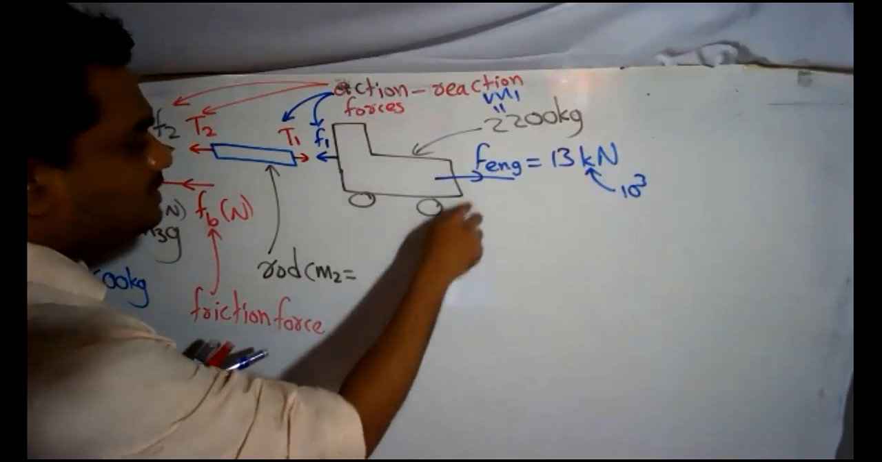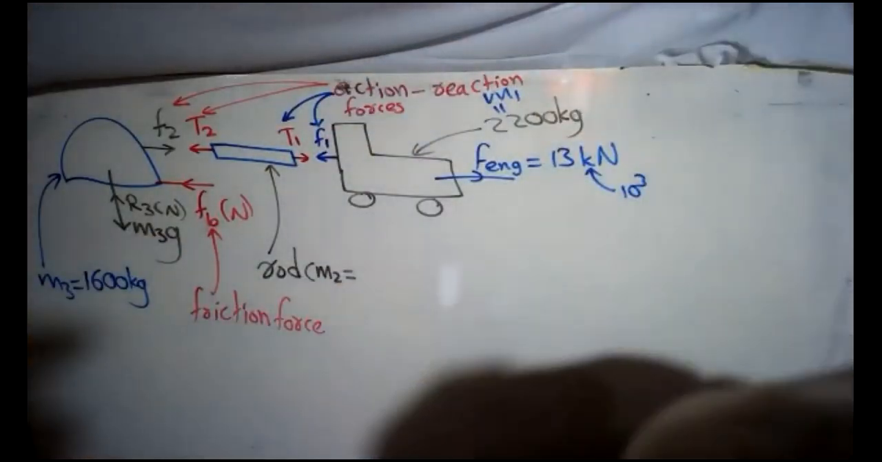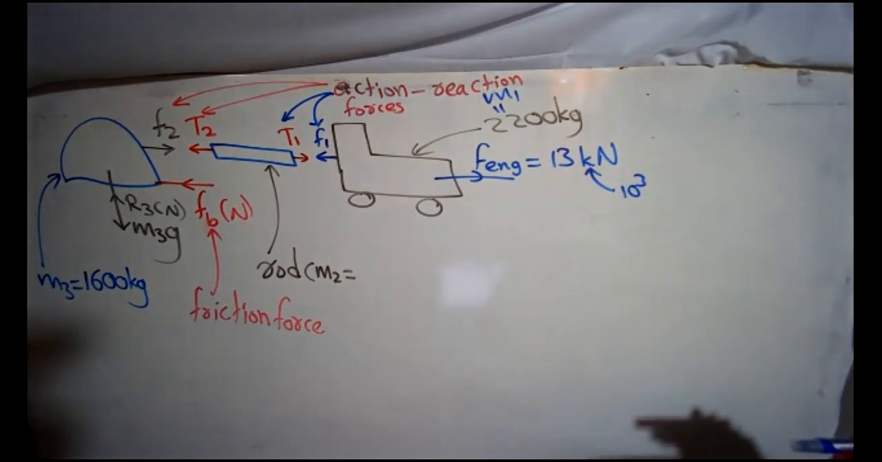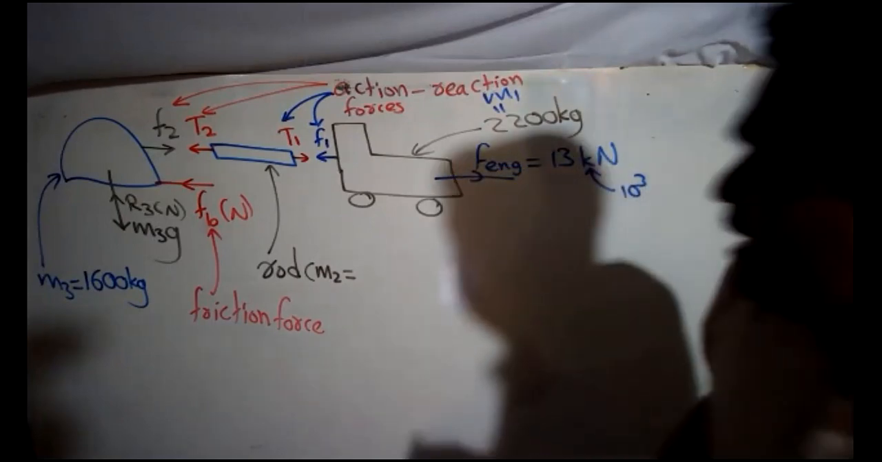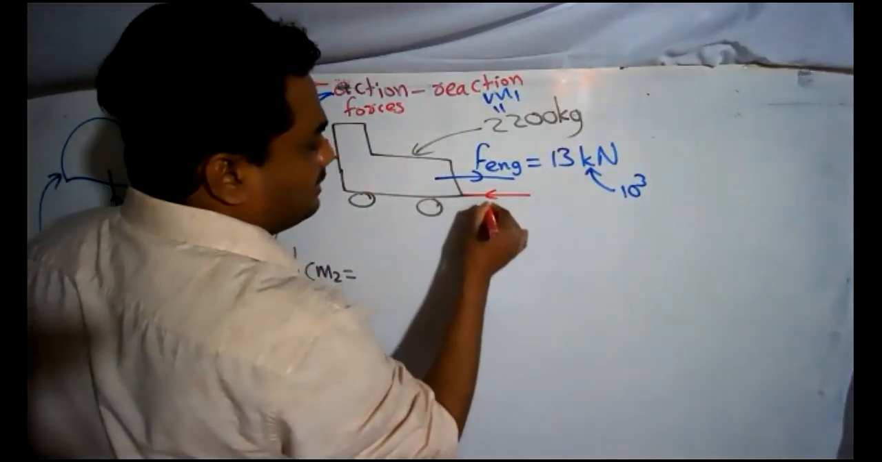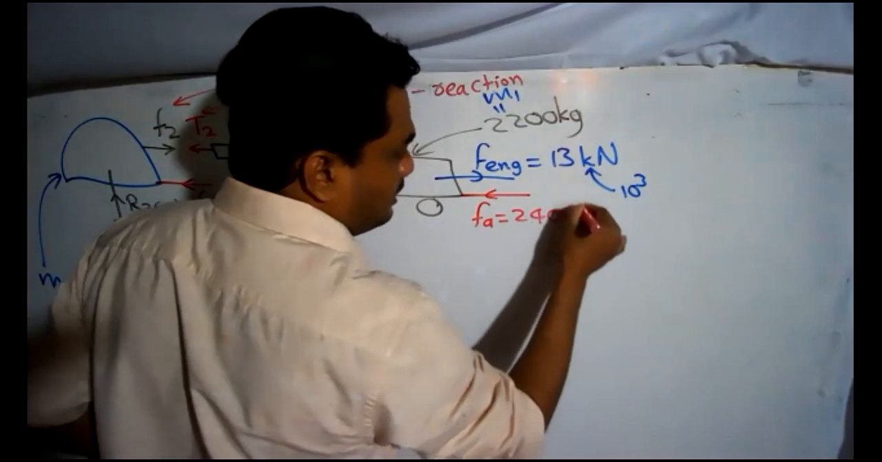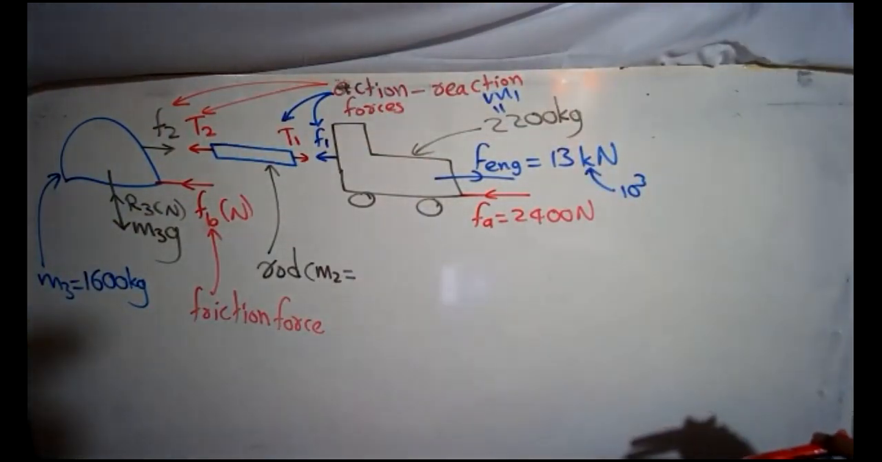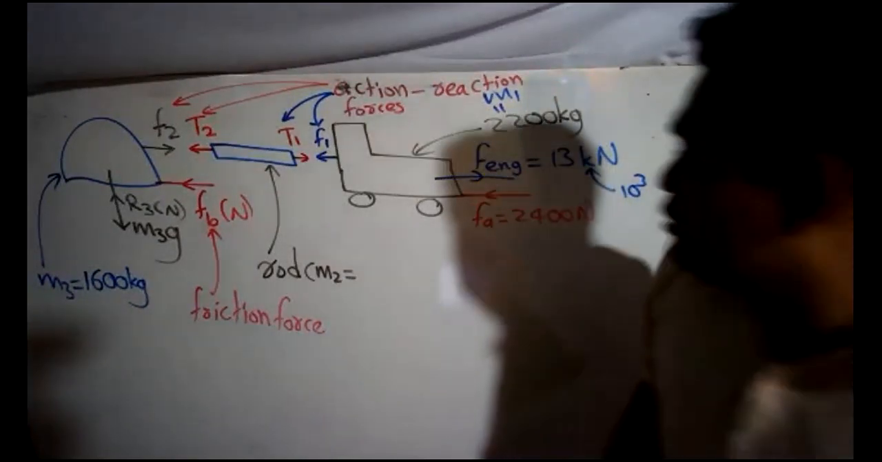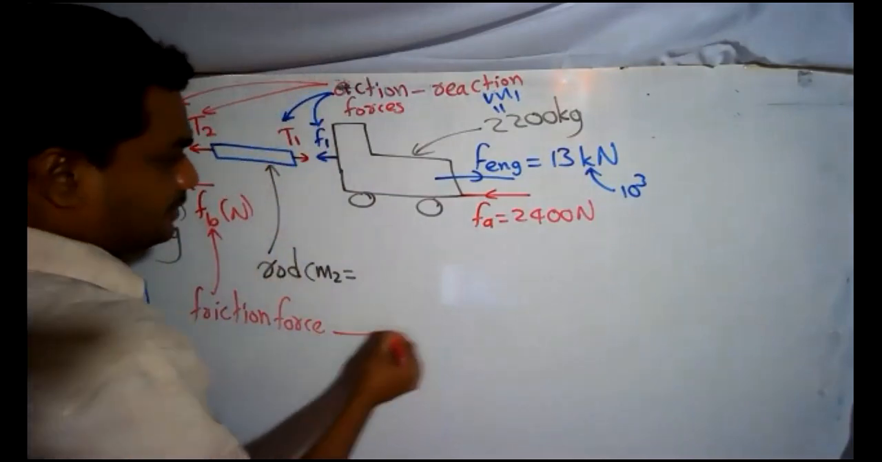Got it? Did they say anything about the friction force acting on the tractor, dear? They don't say anything about it, right? They have given the frictional force acting against the motion of the tractor as 2400 newton. That is the frictional force acting on the tractor. Let me mark it as FA, that is 2400 newton. Am I right, dear? Yeah, 2400 newton. So this is the friction force.